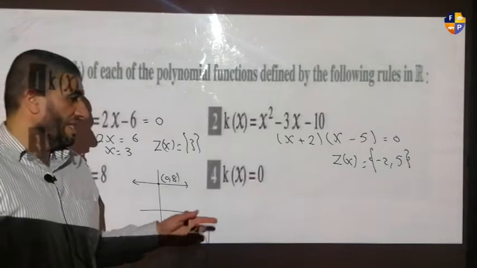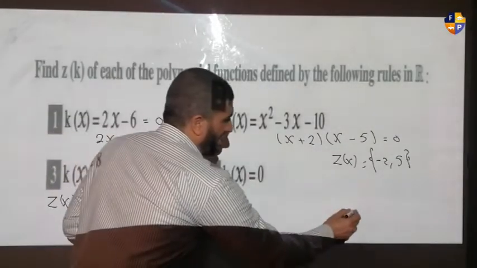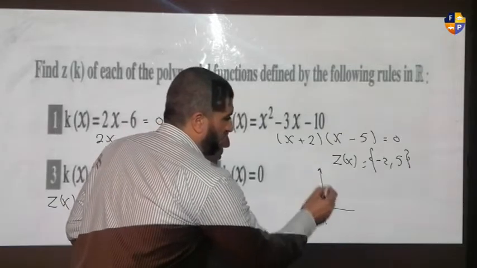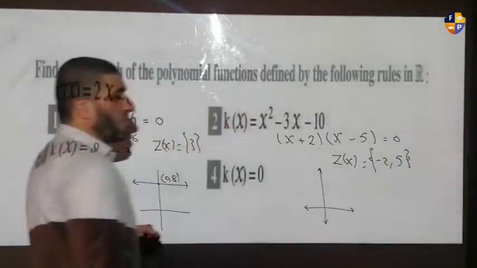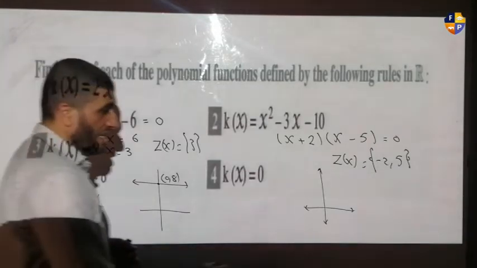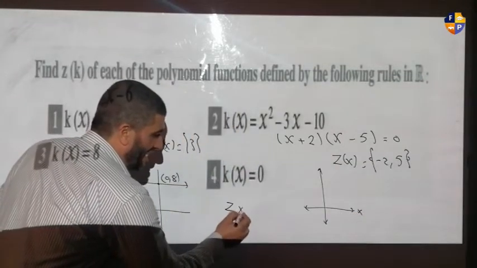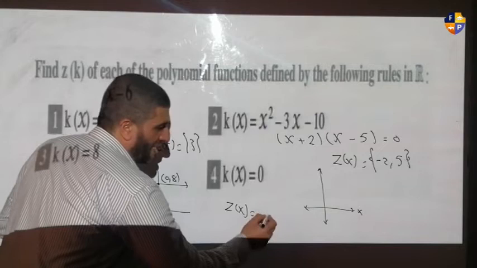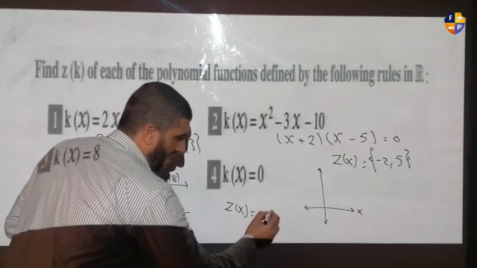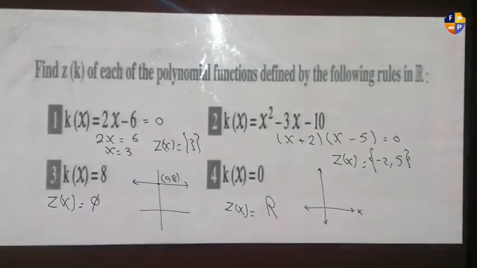And number 4, k(x) equals 0. We can draw this function by a straight line parallel to the x-axis and passing through 0, 0. This is the x-axis. We can say z of x equals infinity, or we can say equals R. You all know this.